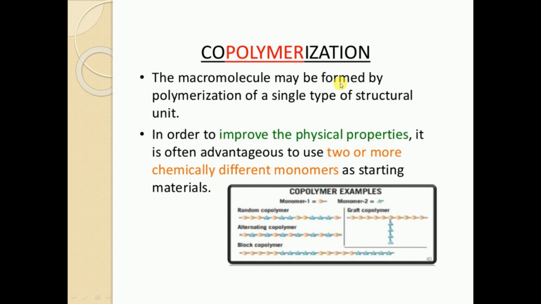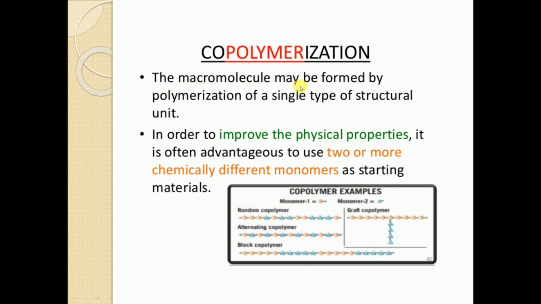So coming on to the copolymerization. What is copolymerization? It is the resin formed by 2 or more chemically different monomers. That is called a copolymer, and the process is called copolymerization. I repeat the definition: the resin formed by 2 or more chemically different monomers is called a copolymer, and the complete process is known as copolymerization.